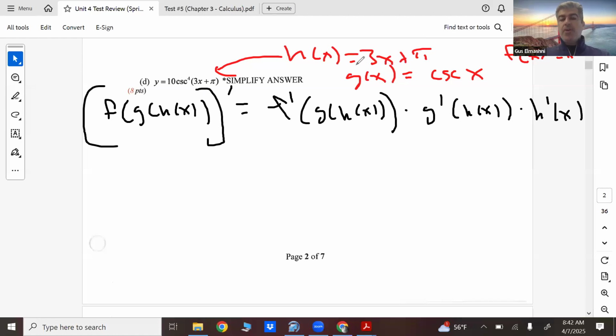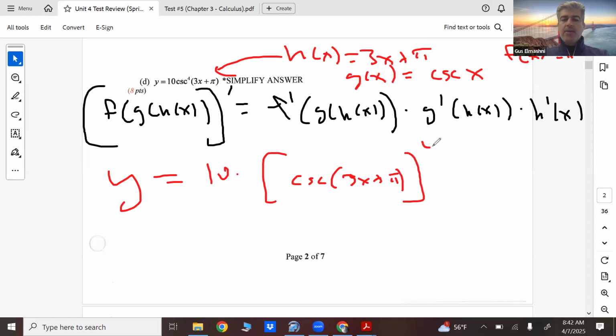So when you do this, here's what you're going to do. Y prime is going to equal 10 times, and actually, let me prime it first. So 10 times bracket cosecant parentheses 3x plus pi bracket raised to the 4 power. So brackets and parentheses help tremendously. So what should I do first? What's my outside? It's a 4 power, right? It's like a power term. So shouldn't that go to the front?